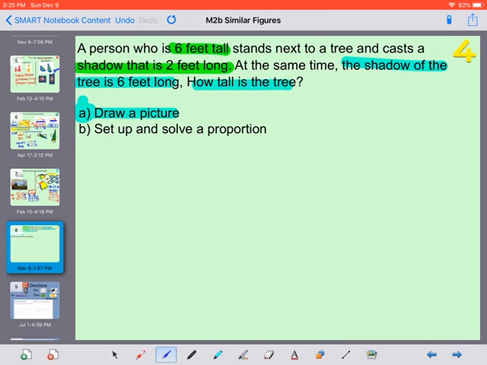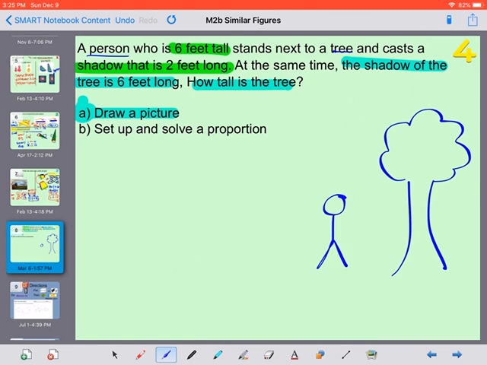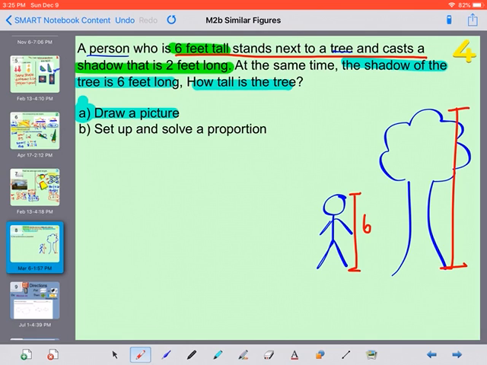So I'm going to draw a tree and a human, right? A person. So here's my tree. Oh, that's not a tree. My tree. There's my tree and my person. I'm really good at drawing stick people, so there's my person. The person is 6 feet tall. So from here to here is 6 feet. That person is standing next to a tree that casts a shadow that is 2 feet long. So we don't know the height of the tree right now, but we know the shadow that it casts is 2 feet long.